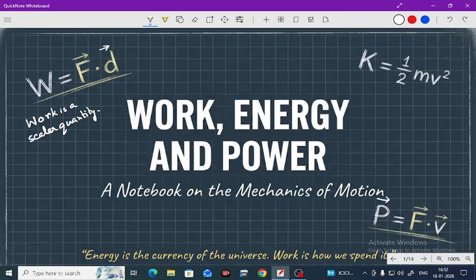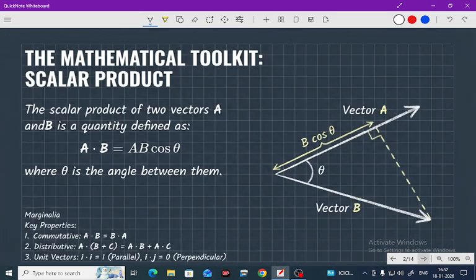Right? Now we are going to the next thing, that is the mathematical toolkit: scalar product. I already told you. The scalar product of two vectors A and B is a quantity defined as vector A dot vector B is equal to modulus of vector A into modulus of vector B into cos theta, where theta is the angle between them.